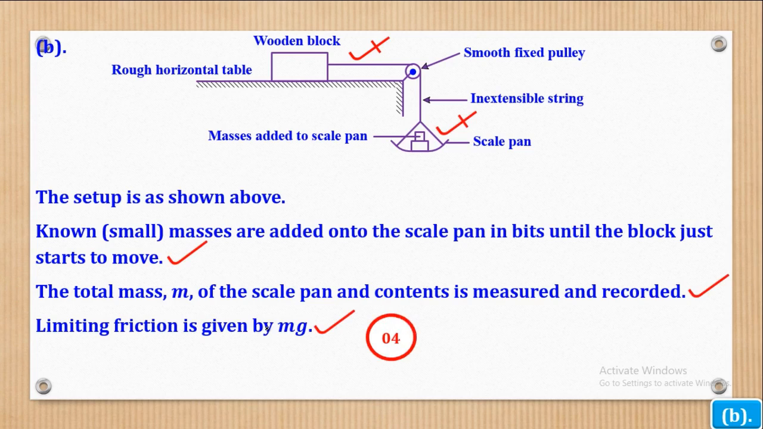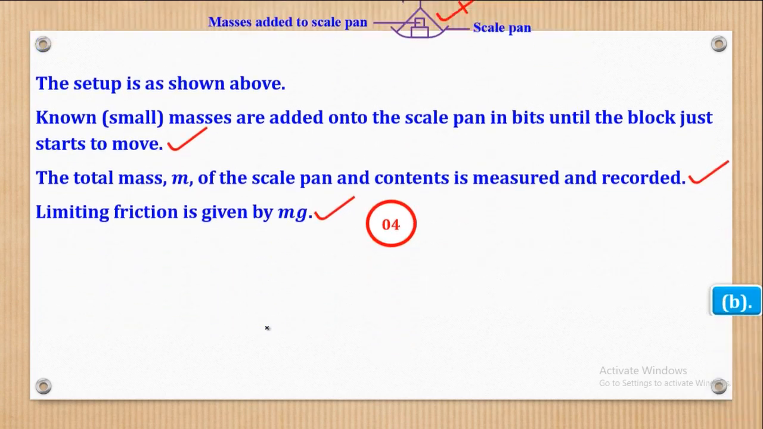So that's how the 4 marks would be awarded. But there is also another alternative experiment, so let's also look at it. So in this case, we need an incline.